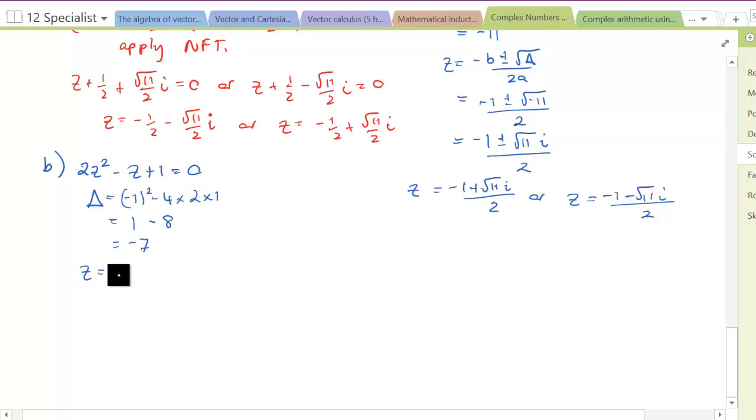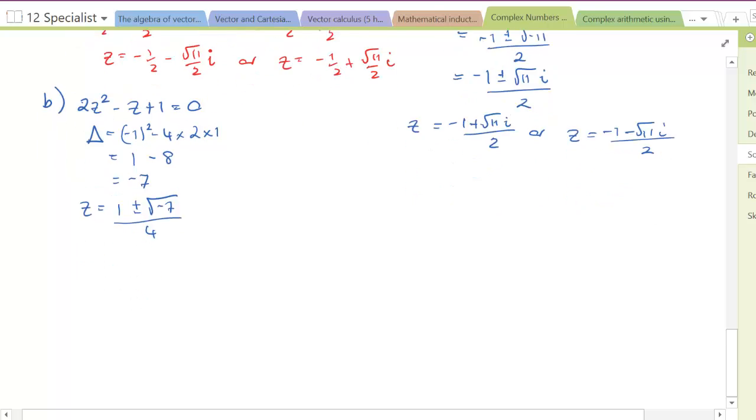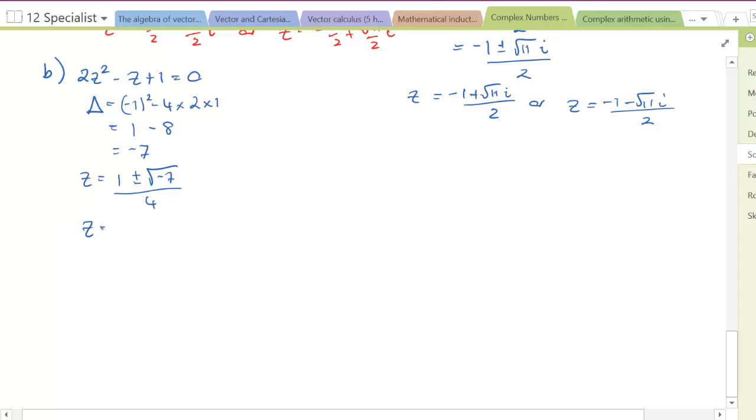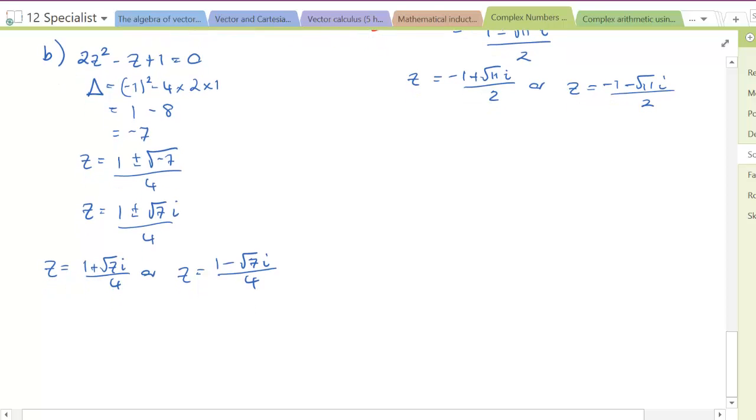And therefore z is equal to negative b, which is 1, plus or minus the square root of the discriminant, which is negative 7, all on 2a, which is 4. So that's z is equal to 1 plus or minus root 7i on 4. We get our two solutions. Z is equal to 1 plus root 7i on 4, or z is equal to 1 subtract root 7i on 4. Okay, so if we use that solving by completing the square and null factor theorem, then we will get the exact same outcome. Now I'm not going to look at all of these.